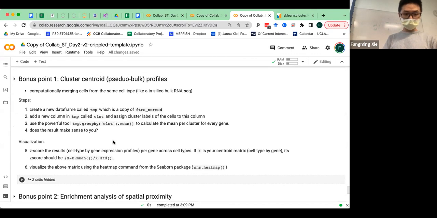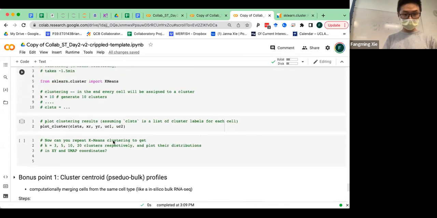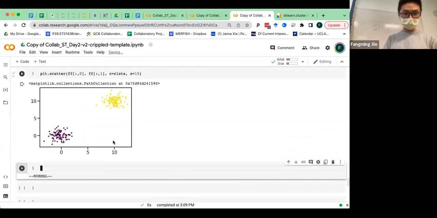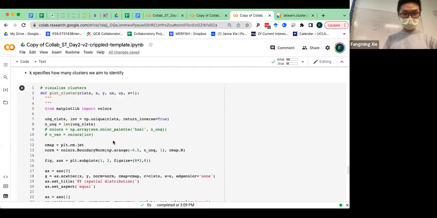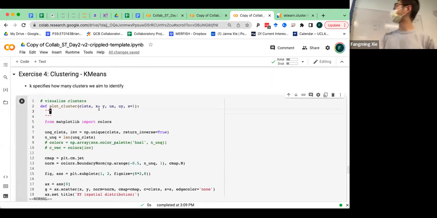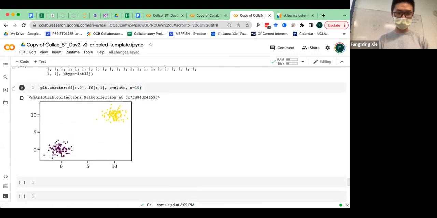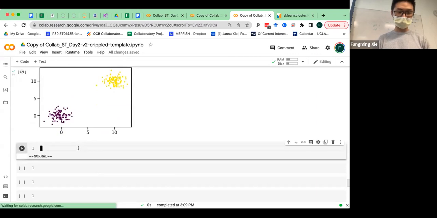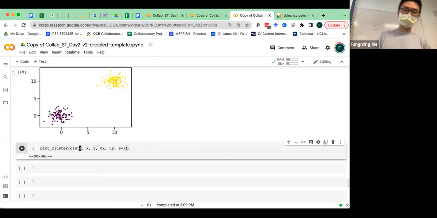I also handed you a different function called plot cluster. Let's apply it. I didn't say what it does, but let's use it a little bit. Let me show you. So apply this plot cluster. It needs your clusters that we already get.